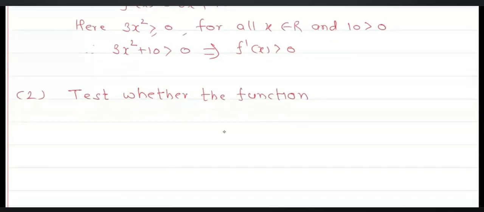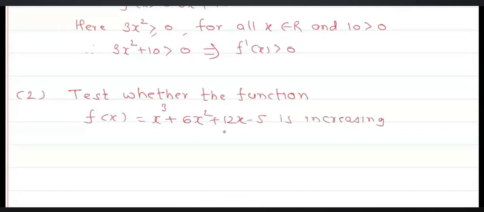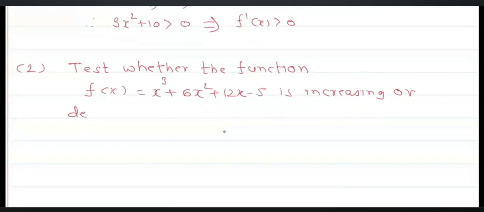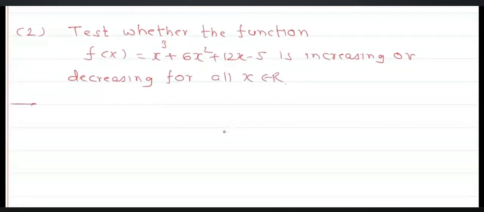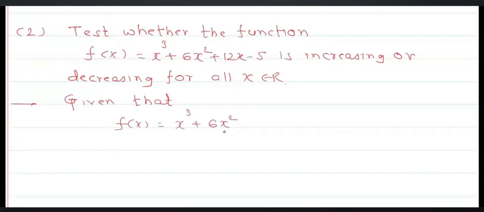Test whether the function x cube plus 6x square plus 12x minus 5 is increasing or decreasing function for all x belongs to the set of real numbers. Now we are given that f of x is equal to x cube plus 6x square plus 12x minus 5.